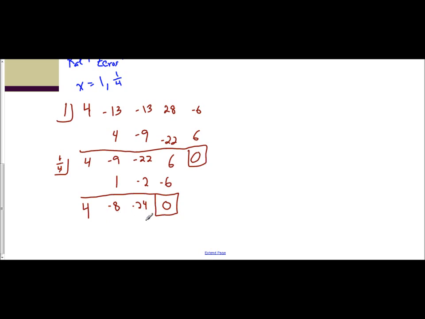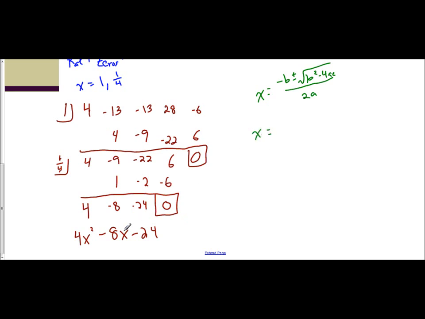So for negative 8 and negative 24 means 4x squared minus 8x minus 24. And so this is the factor that remains. And somewhere in here are the remaining zeros. So I see it's a quadratic. So what I'm going to do is set this up for the quadratic formula. x equals negative b plus or minus the square root of b squared minus 4ac all over 2a. I don't know if it's factorable as is, so I'm just going to plug it into the quadratic formula.